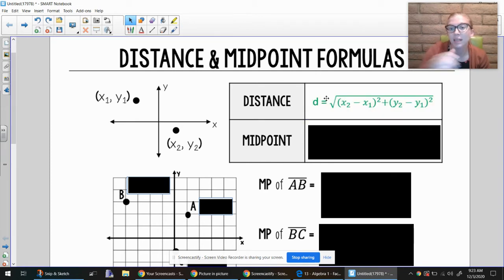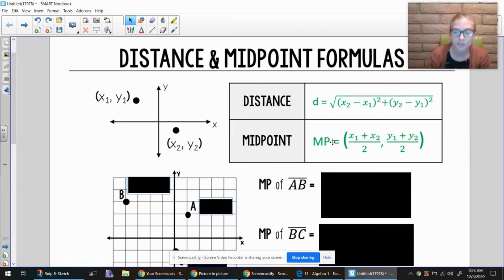So the distance formula is d equals the square root of (x2 minus x1) squared plus (y2 minus y1) squared. So this is the distance between the x coordinates squared plus the distance between the y coordinates squared. The formula for midpoint is the average of the x's, (x1 plus x2) over 2, and the average of the y's, (y1 plus y2) over 2.